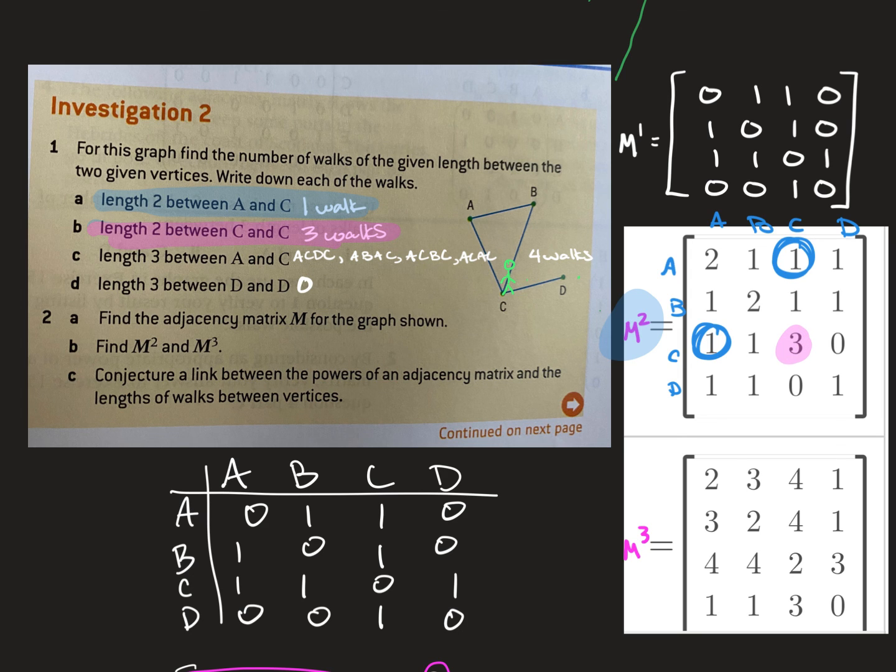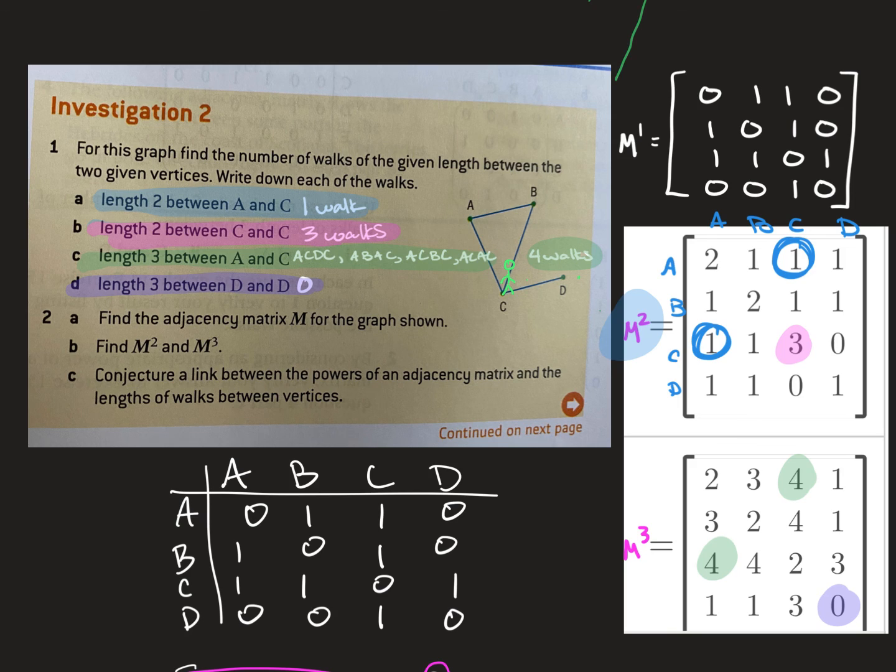If we're going to deal with length 3 between A and C, we should get a 4. So between A and C here, oh, check it out, we got a 4 there, we got a 4 there. And length 3 between D and D, we should get 0. Check it out, we get a 0.